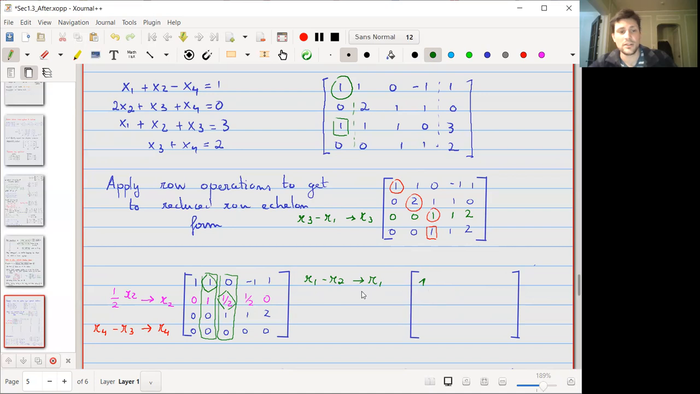I get a 1 here, 1 minus 1, that's 0. I subtract 1/2, so I get minus 1/2. Minus 1 minus 1/2 is minus 3/2. And then I have 1 minus 0, which remains a 1. Now let's take care of the 1/2 here. To take care of that 1/2, I will take my second row and I will subtract the third row divided by 2.